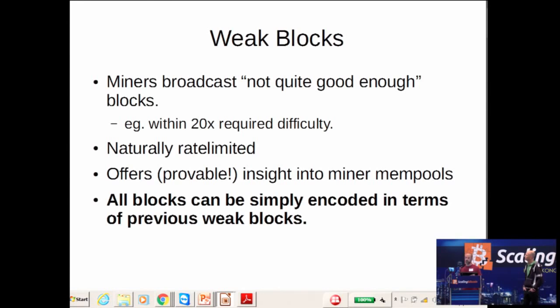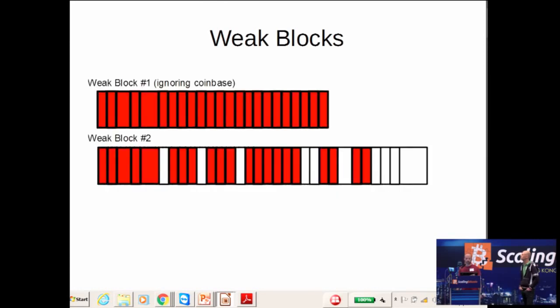Basically, miners send blocks that didn't quite make the threshold. These are cool because they're naturally rate limited, because they take a lot of work to produce. They offer some kind of provable insight into what the miners are actually mining. And importantly for our discussion, all blocks can be simply encoded in terms of previous weak blocks, because they'll be similar. So when we're talking about propagation, that's what we're talking about.